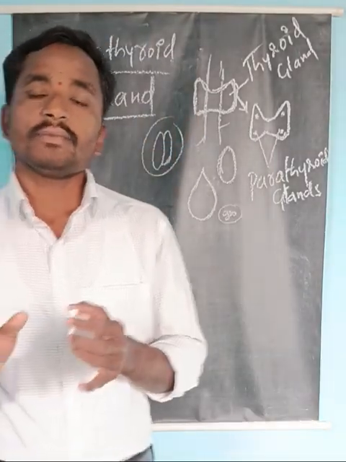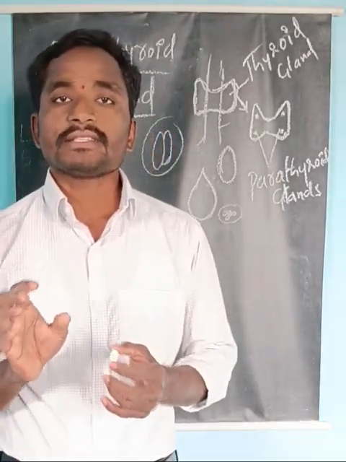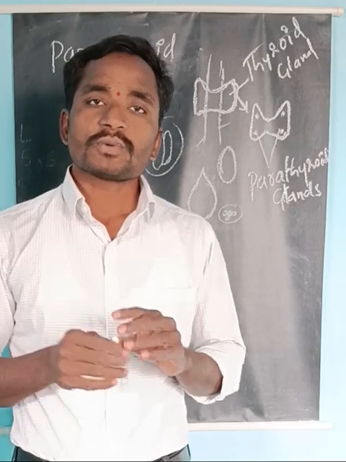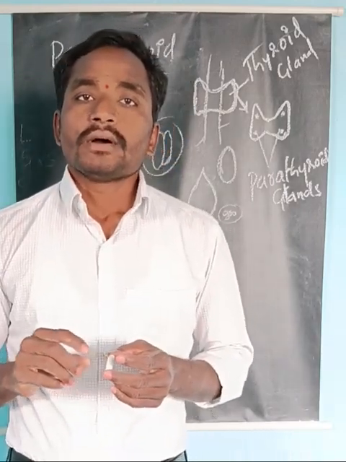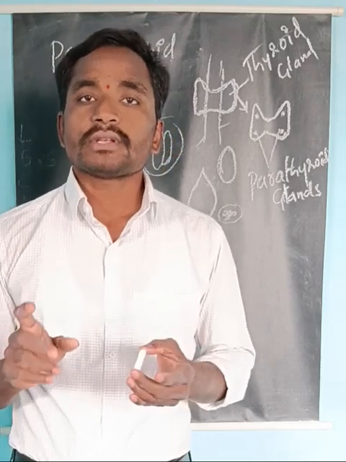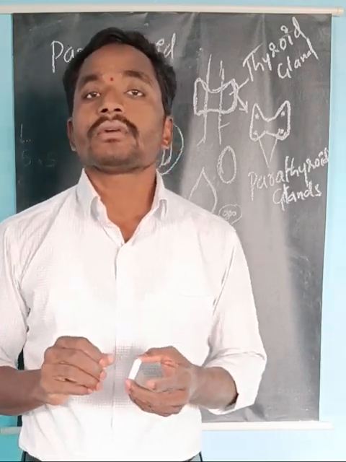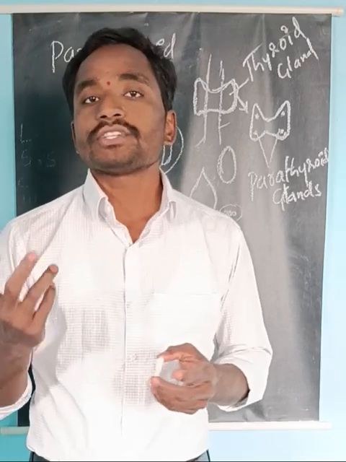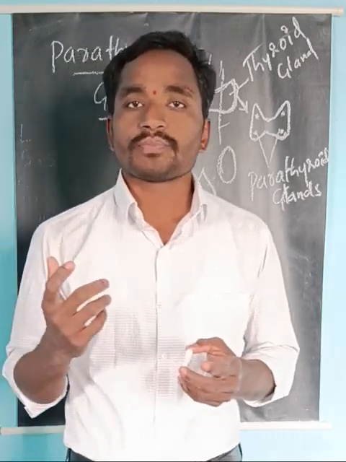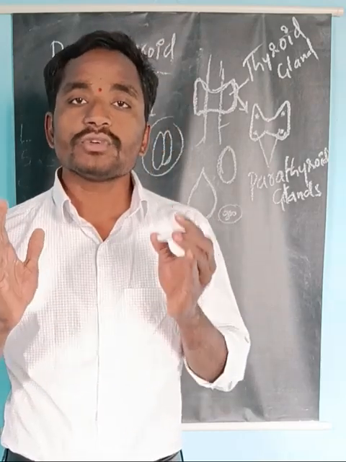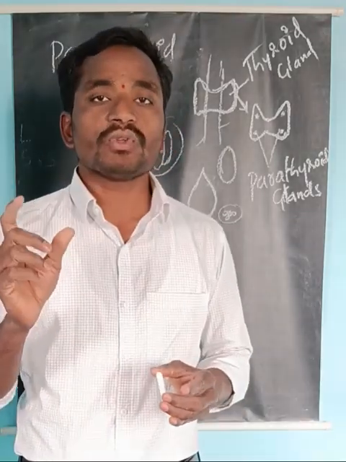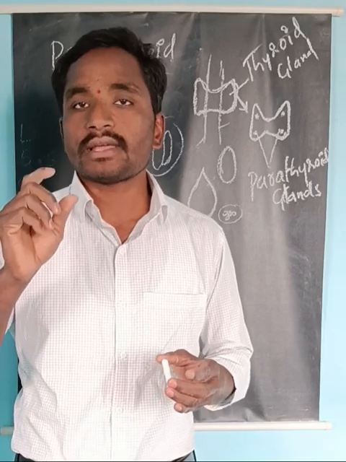In the body, calcium and phosphorus are very essential minerals. Calcium and phosphorus play a very important role in the strengthening of the bones and the teeth, and also in regulation of blood pH and the blood coagulation mechanism. Both calcium and phosphorus levels in the body are regulated by the most important hormone, which we call parathormone or parathyroid hormone.